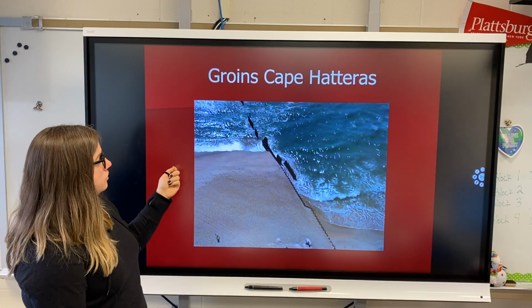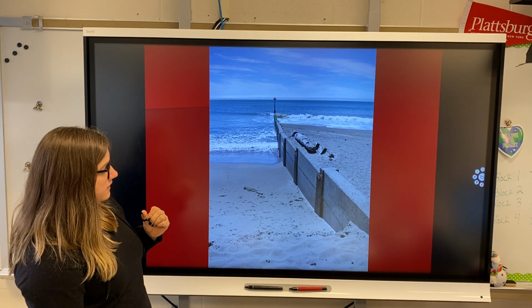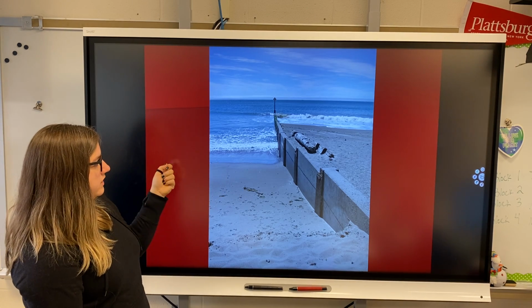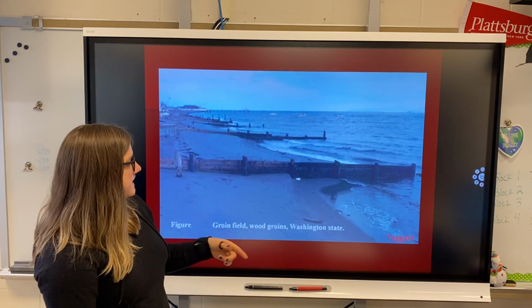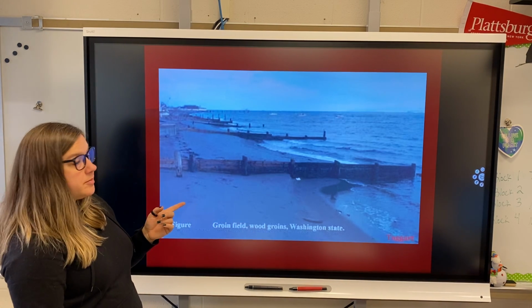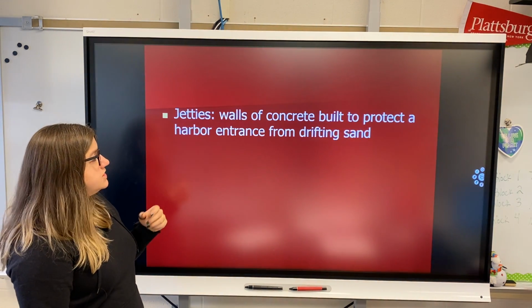But those are called groins. This is another groin. Keeps that from the sand moving down the beach. These are more groins. These are in Washington State. Sometimes these groins are actually property barriers too. So that's a case.